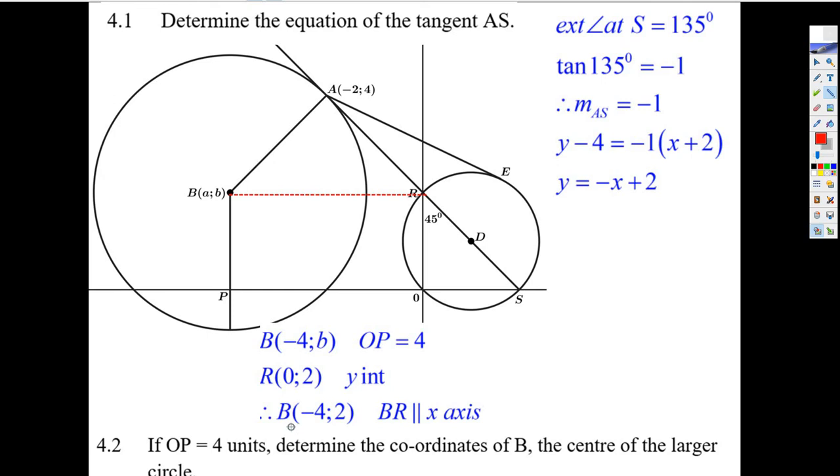So the coordinates of B have to be -4 and 2 because BR's parallel to the x-axis. That's what gives us that value. That was a little bit tricky. It's only 2 marks, so you can just read off, oh, it's 4 to the left, and oh, it's 2 up, because I knew that was 2. Gee, if you didn't do that question, you wouldn't have got this question. But that's the way it works.